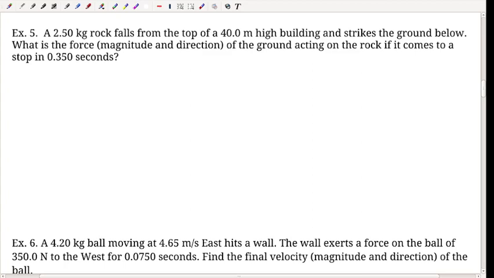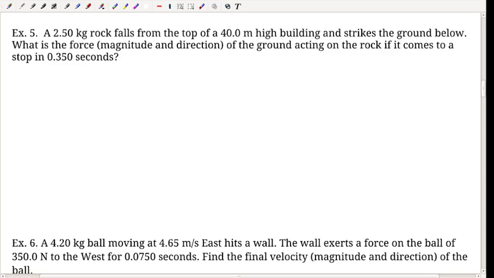Another few examples coming your way. And this next one is going to require the use of some kinematics in addition to the stuff we've been playing with so far this lesson. Example number 5. A 2.5 kilogram rock falls from the top of a 40-meter high building and strikes the ground below.